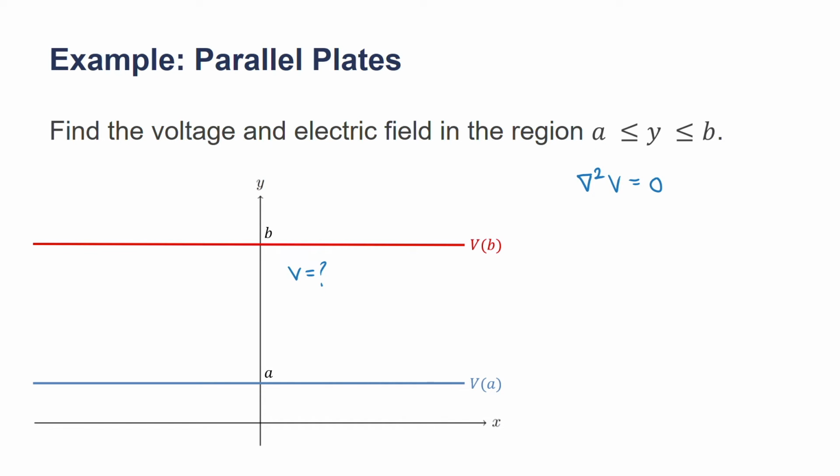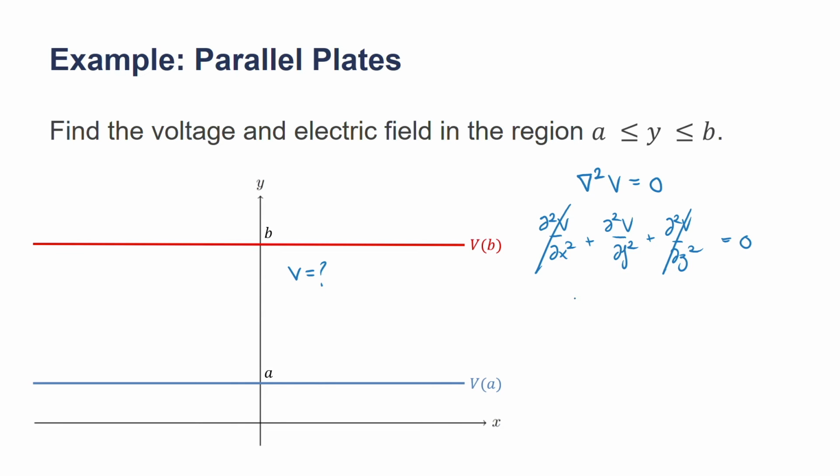Now we can clearly work in Cartesian coordinates for this problem. If we expand the Laplacian operator, we know that we have the second derivative of V with respect to x plus the second derivative of V with respect to y plus the second derivative of V with respect to z, and that must be equal to 0. But in this problem, there's only variation in the y direction, so we don't need to worry about these two derivatives here. Now we can integrate both sides.